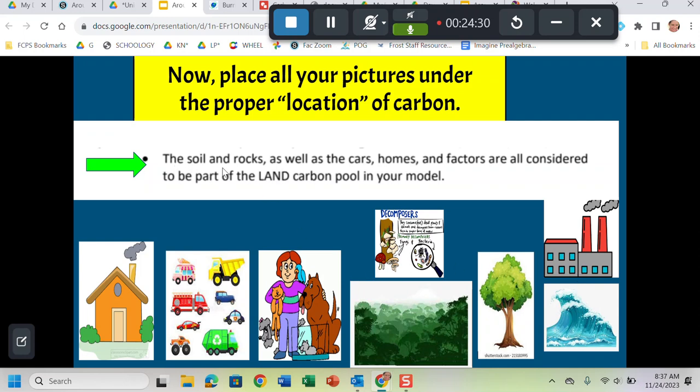But I had everybody just take a look. Soil and rocks, that's obvious that it goes under land or geosphere. But we also include cars and homes, this should say factories, cars and homes and factories as part of the land carbon pool, because our cars and our homes and our factories are all using land-based fuel for the most part. So we put homes and cars and factories, and there was another card that had rocks and soil. We put those all under the blue card that said land.